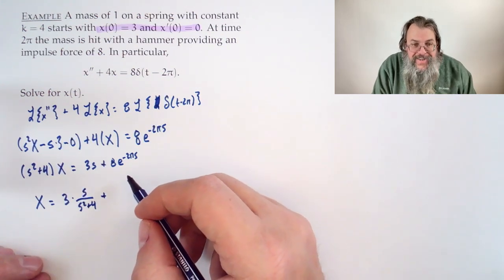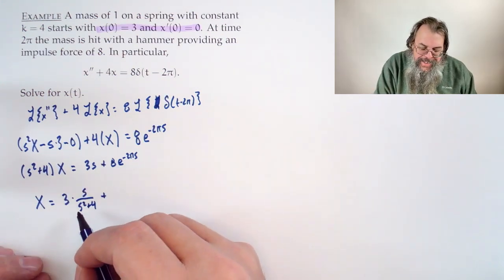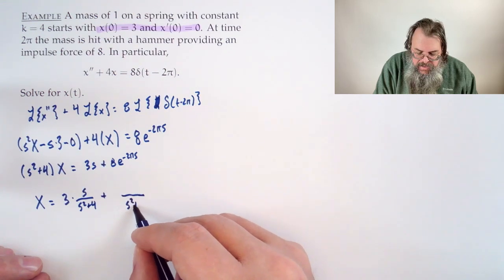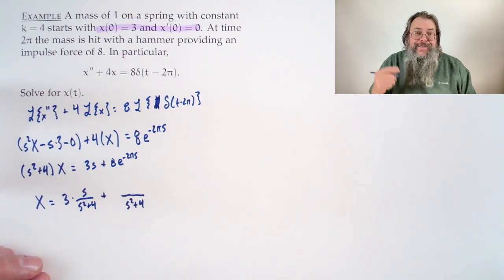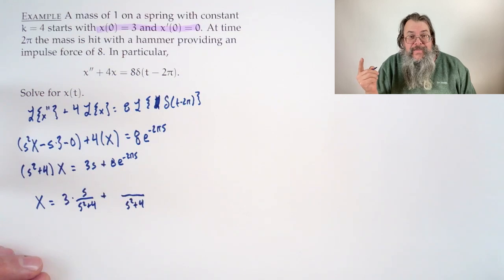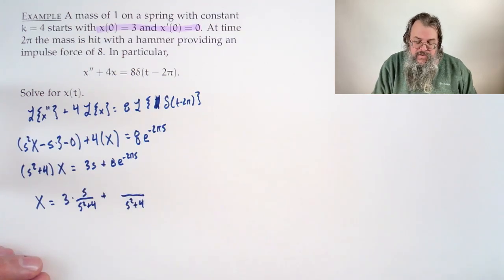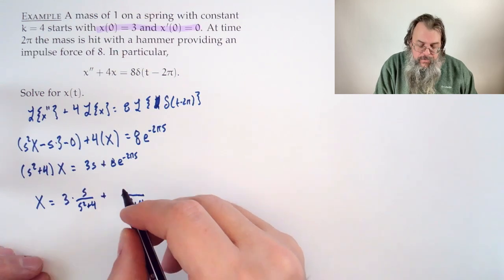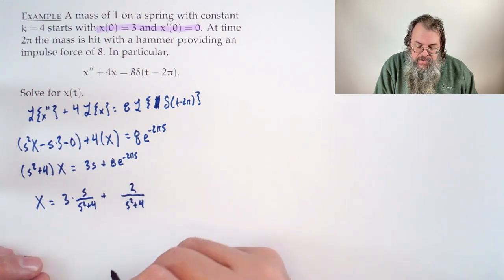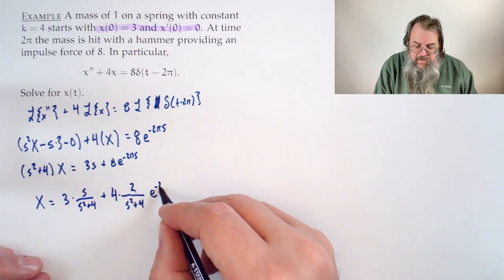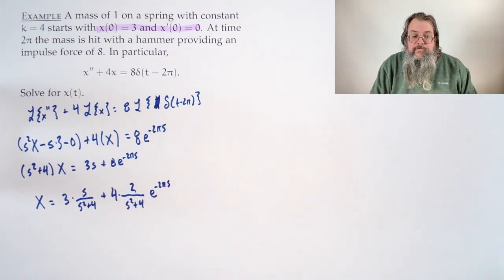And finally, we get that capital X is equal to, well, 3 times s over s squared plus 4 plus, now here, looking ahead, we're going to have an s squared plus 4 downstairs. And upstairs we want a constant. So we say, well, what's the right constant? If we have s squared plus b squared, we want b upstairs. So in our case, 4 is 2 squared, so we want a 2 upstairs. So that leaves us with 4 and e to the minus 2 pi s.